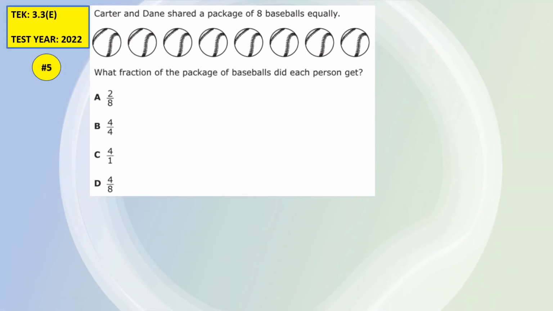Now we're looking at number 5. Number 5 says, Carter and Dane shared a package of 8 baseballs equally. What fraction of the package of baseballs did each person get? Answer choice A says 2/8, B says 4/4, C says 4/1, D says 4/8.